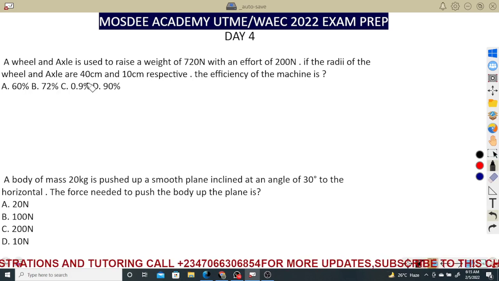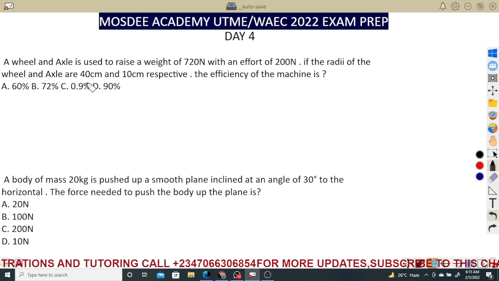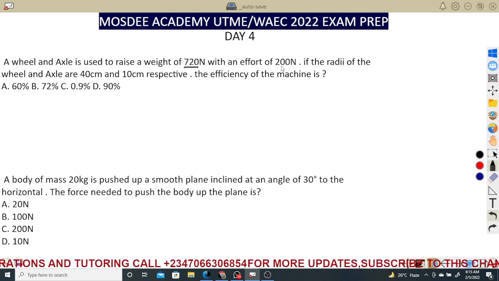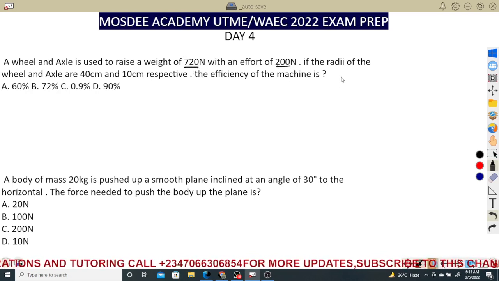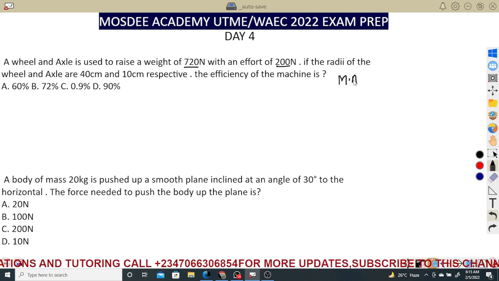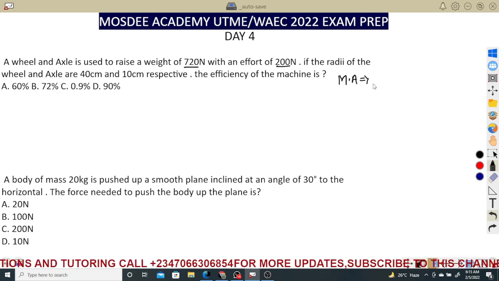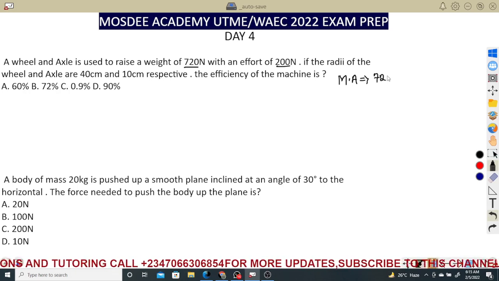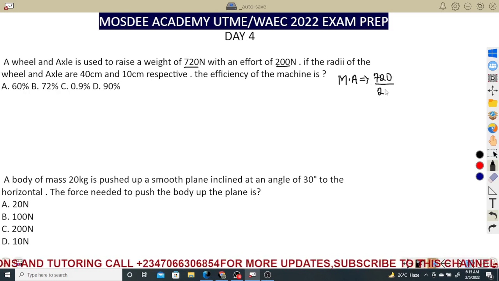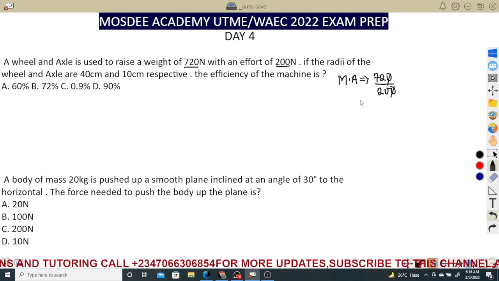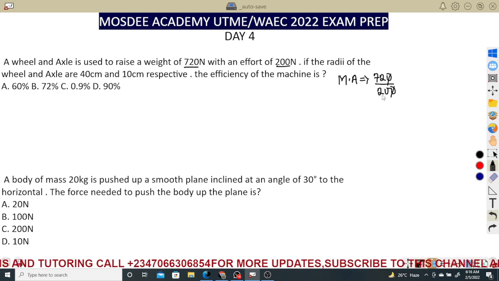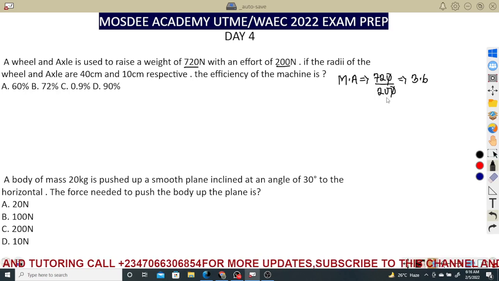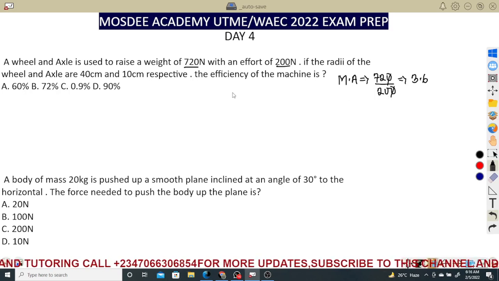Then in this question, we are told a wheel and axle is used to raise a weight of 720 with an effort of 200. Just now, we talked about the concept of force ratio, which is called mechanical advantage. That is load 720 over effort 200. You can say 72 over 20, 36 over 10. That is 3.6. It is a dimensionless quantity. It has no SI unit.